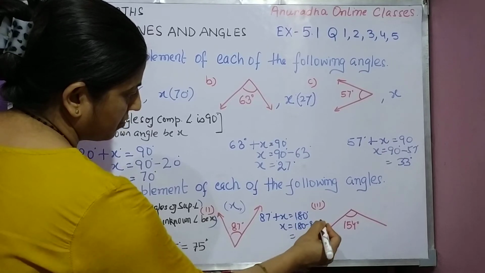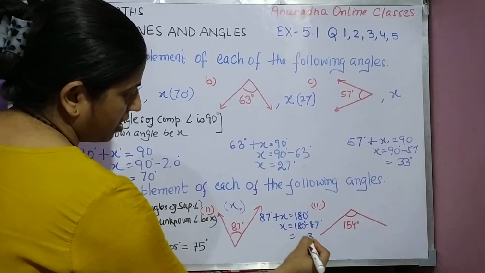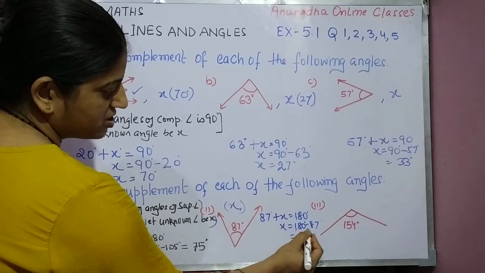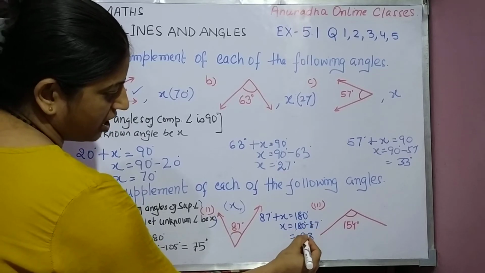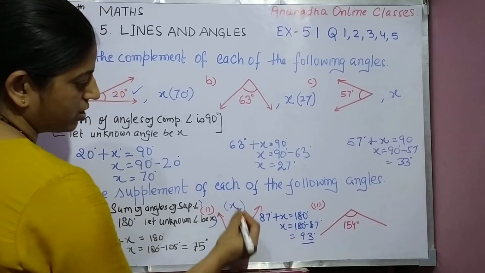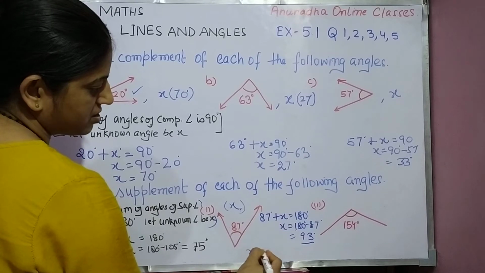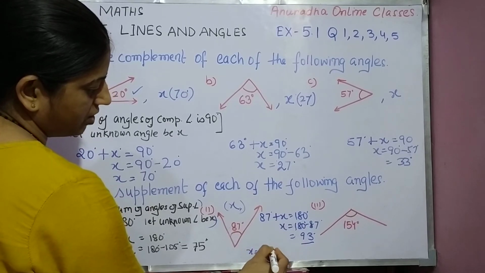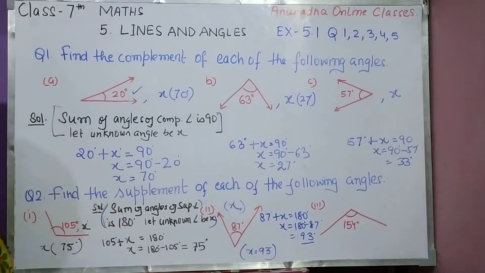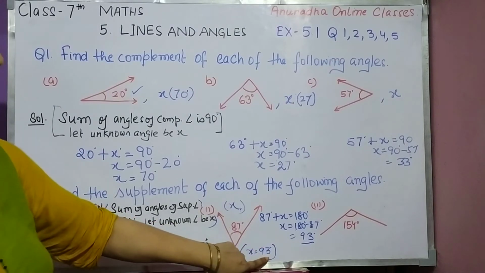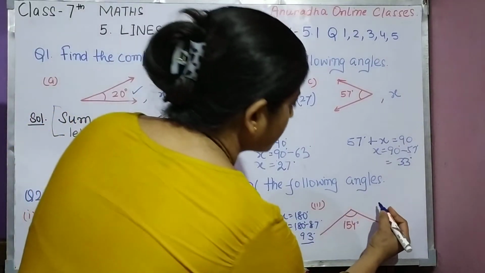Now see, this 3 and here 7, 17. 17 minus 8 is 9, 93. So, what is our x equal to? 93 degree. Okay children, the supplement of 87 is 93. Now come to the supplement of this.